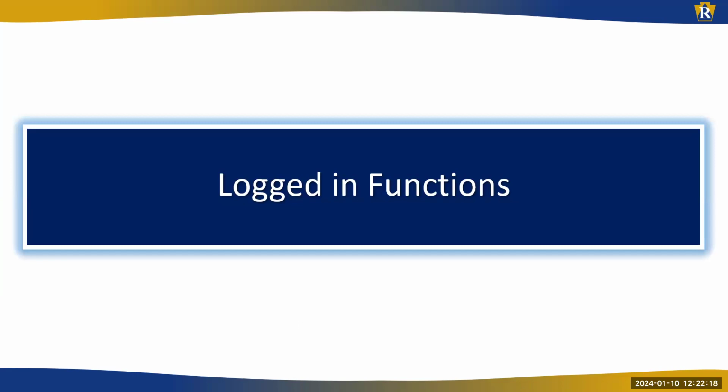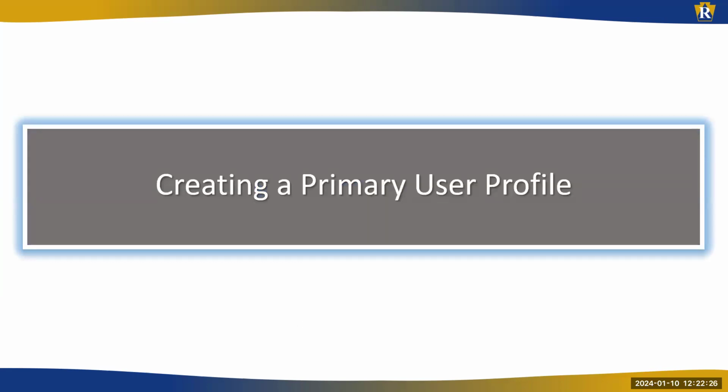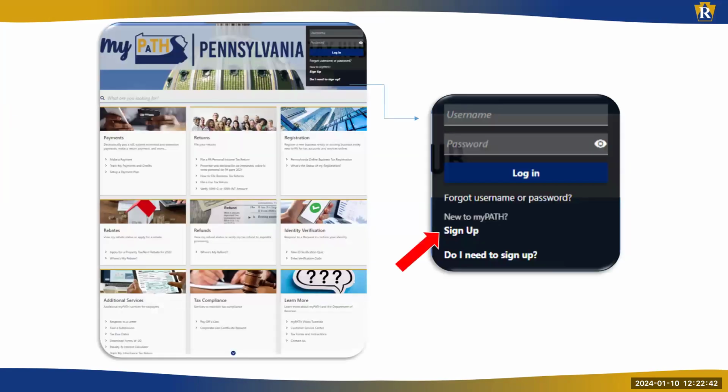All right. So now let's talk about the logged in functions. As I mentioned, most business tax functions are only available to logged in customers. The first thing you will need to do is to create a primary user profile. To create a primary user profile, you will simply come to the homepage and in the black login box, click the hyperlink that says sign up.